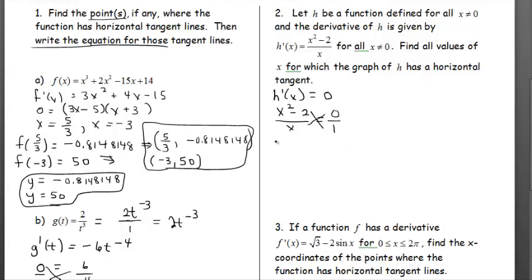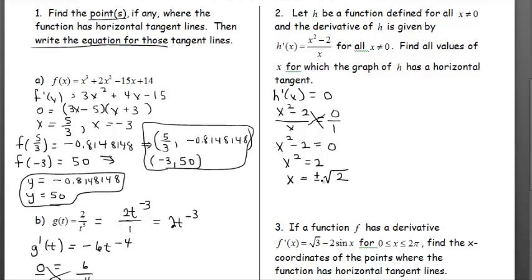Do cross multiply. I can solve this. I'm going to get two solutions, the positive and negative square root of 2. These are the two x coordinates of where the graph has horizontal tangents. Looking back at the question, I guess that's all it asked me to do. It didn't ask me to find the point. And I couldn't anyway because they never gave me h. So I have nothing to plug these x values back into.